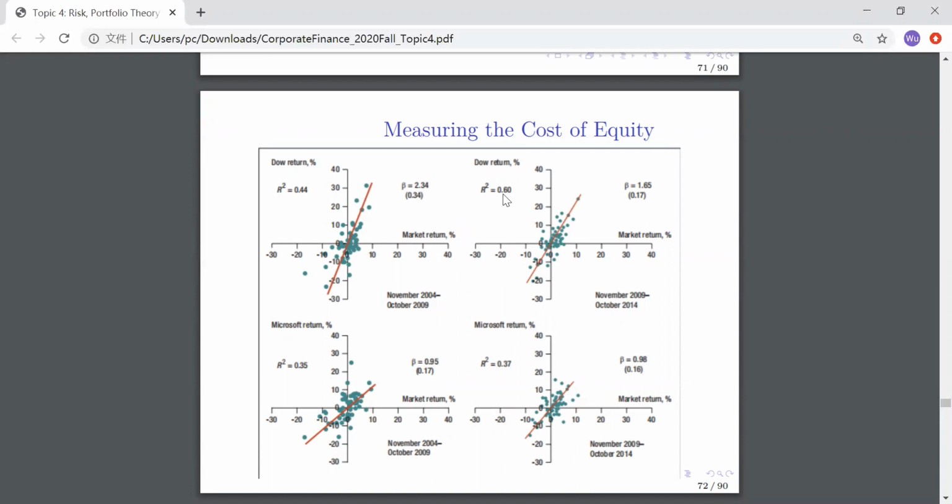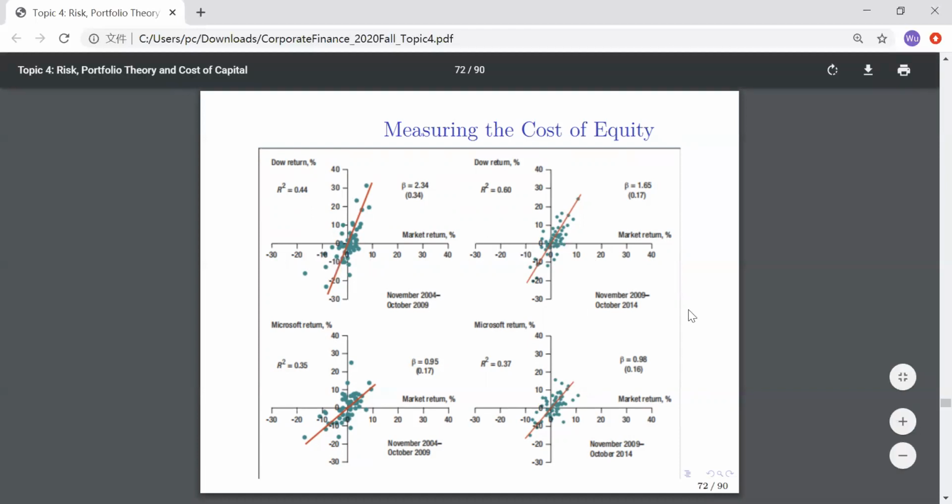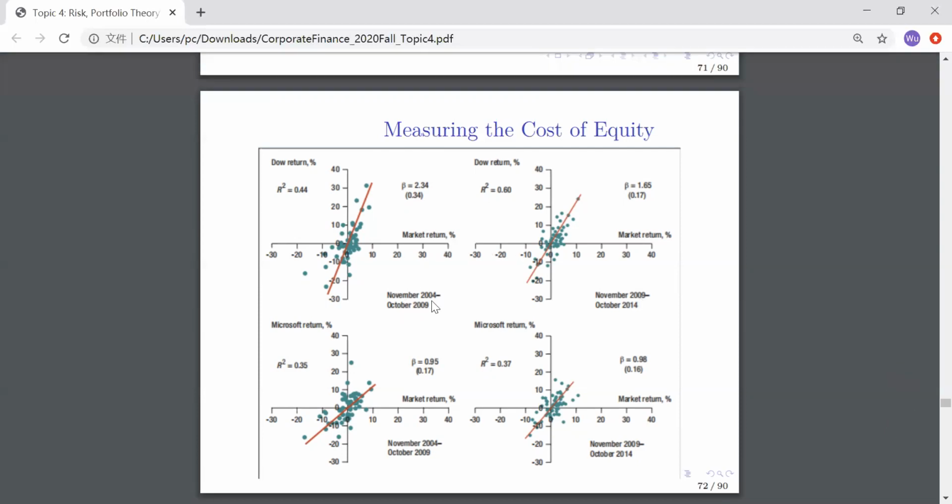So this is the regression analysis basically. And this R square is one of the regression outputs. Basically, this R square here is how much variation in the individual stock return can be explained by the market risk premium. So it measures the explanatory power of the market risk, right? So this is in different companies, Dow, Microsoft. And if you look at this one and this one, they differ in the periods. After the financial crisis, Dow co-moved with the market more. Before the financial crisis, they co-moved with the market less. For Microsoft, it is similar.